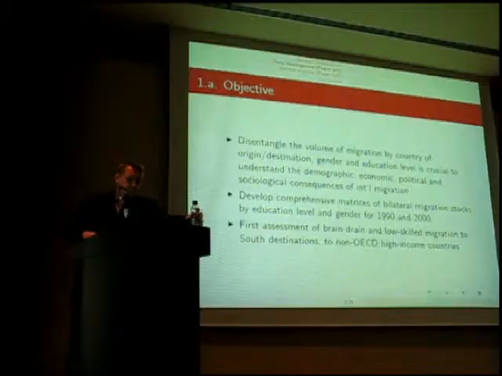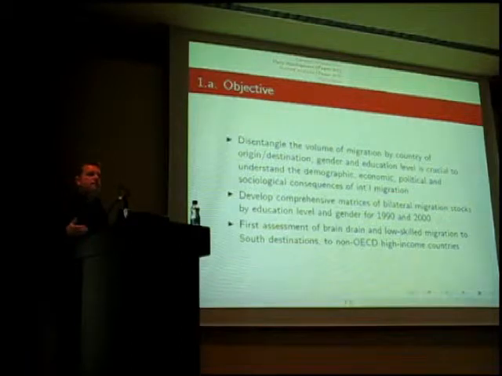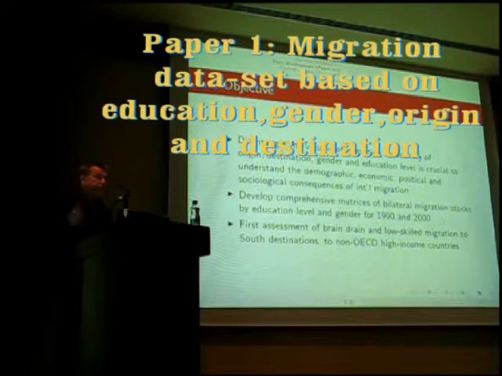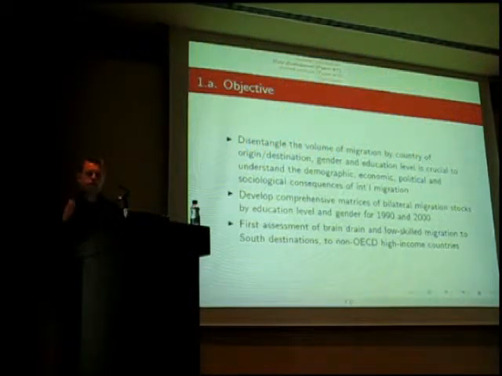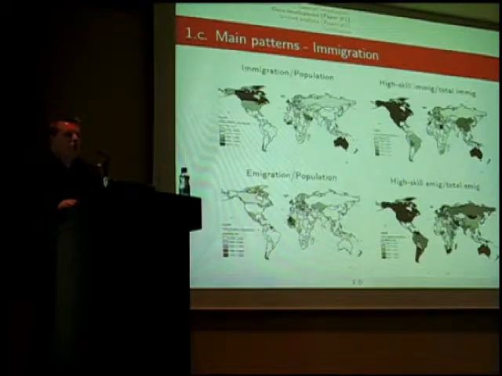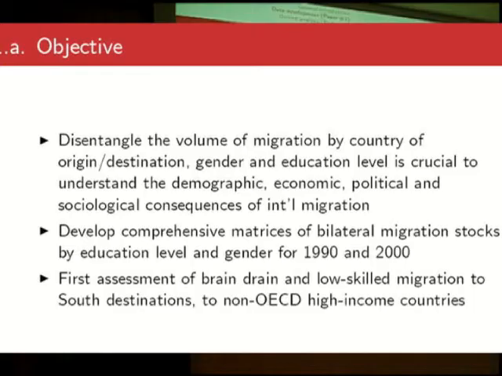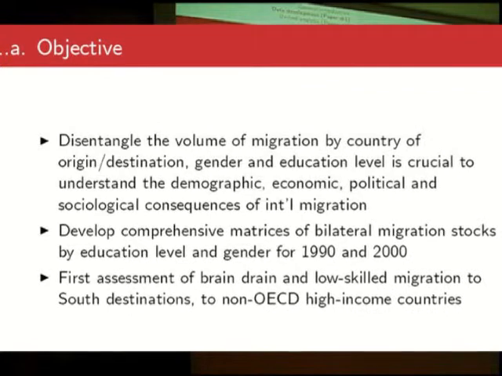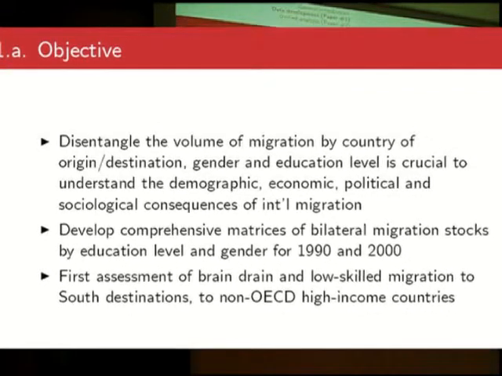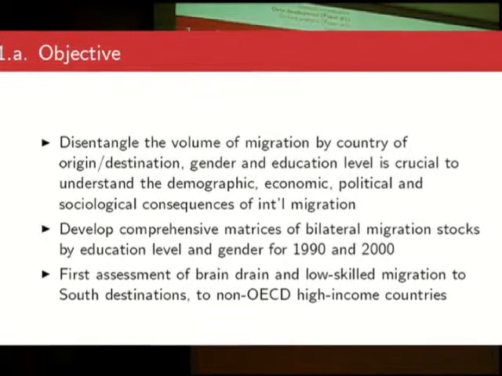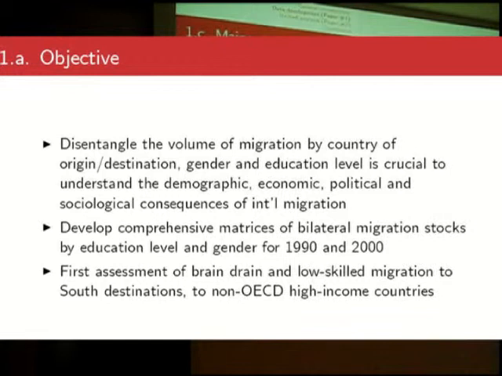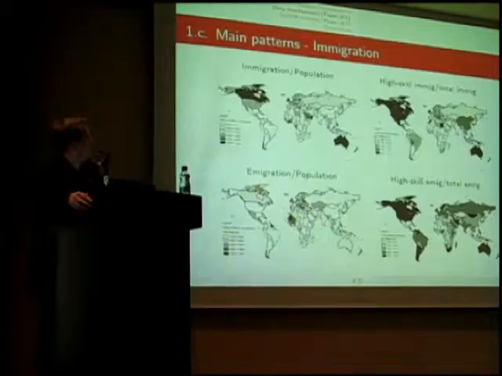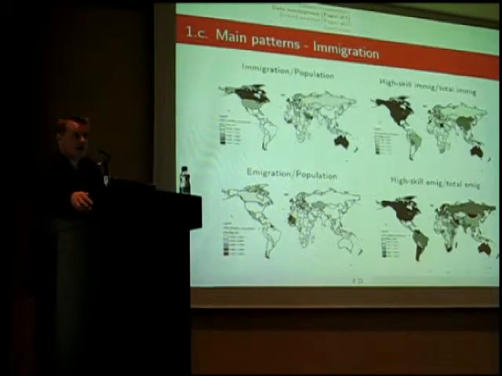What's the goal of this paper? Well, we think that it's important to disentangle the volume of migration at the world level by country of origin, country of destination, by gender, by education level. These are 4 maps illustrating the structure of the geographic distribution of immigration and emigration. So the top graphs are about immigration. On the northwest, you see the immigration to population ratio.